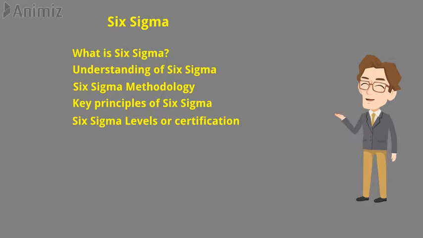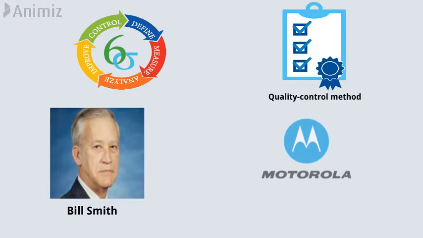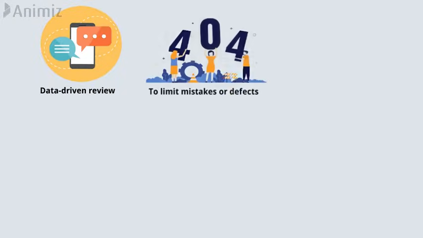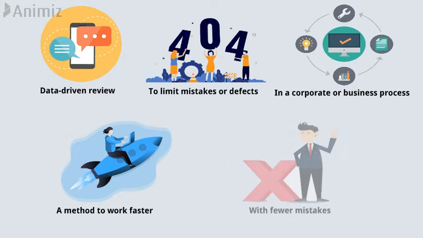Let's start the video. Six Sigma is a quality control method, developed by American engineer Bill Smith, while working at Motorola in 1986. The method uses a data-driven review to limit mistakes or defects in a corporate or business process. In other words, the Six Sigma system is a method to work faster with fewer mistakes.